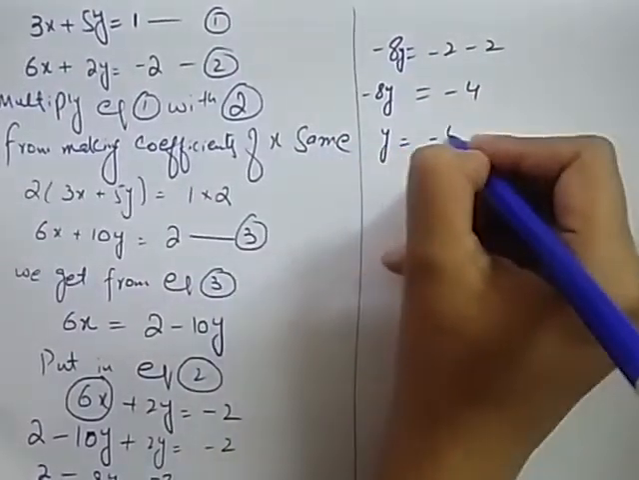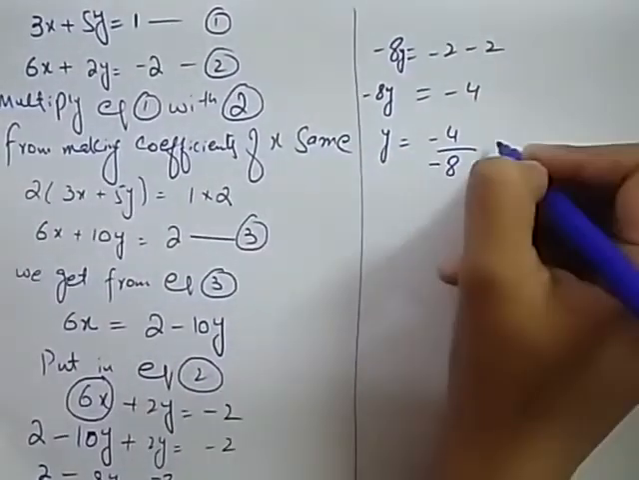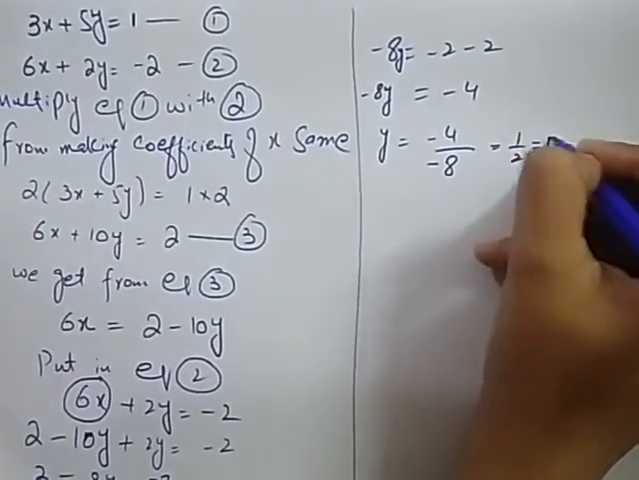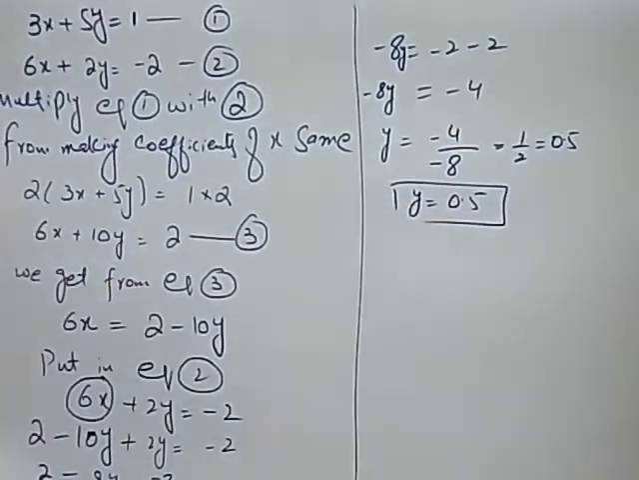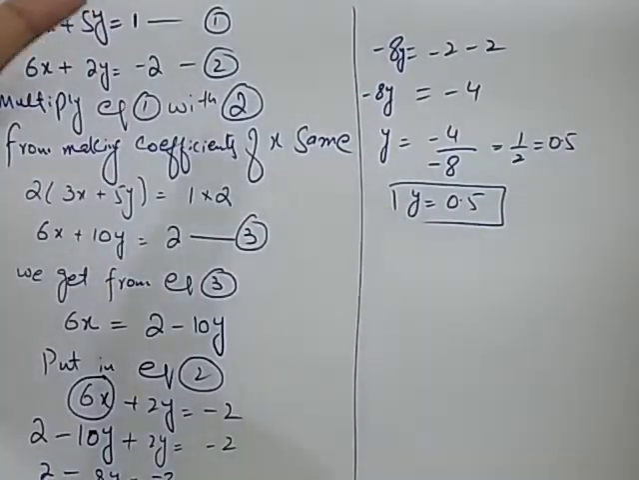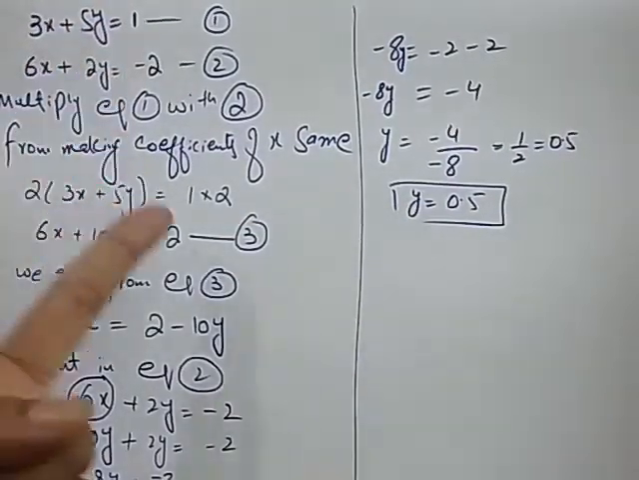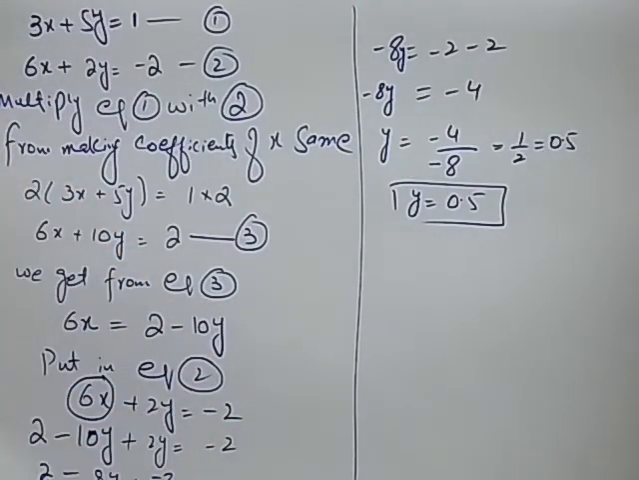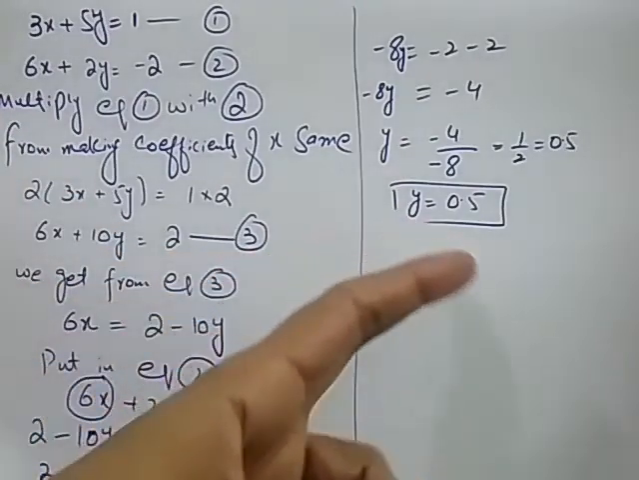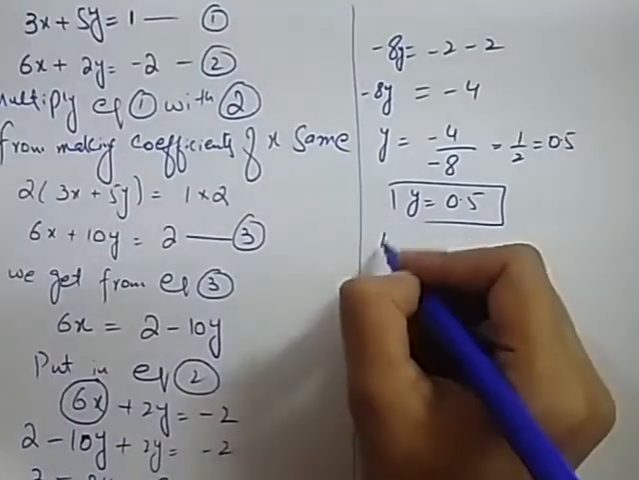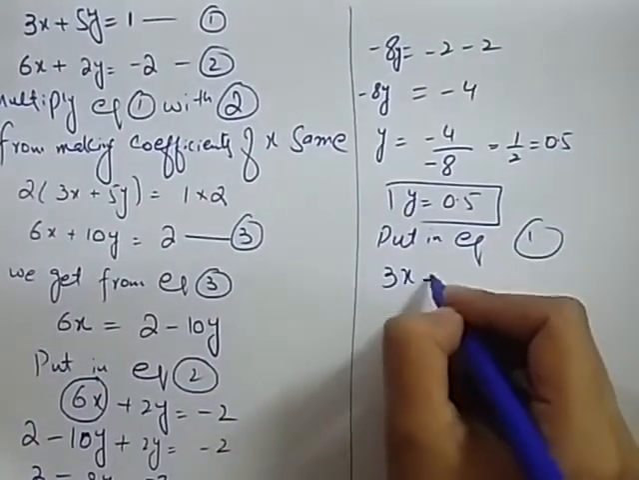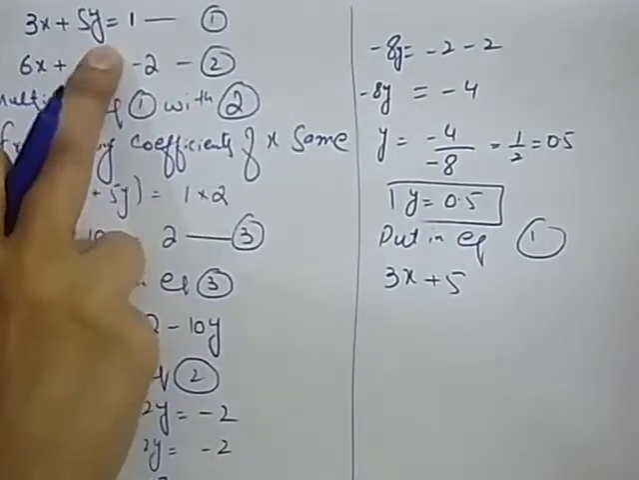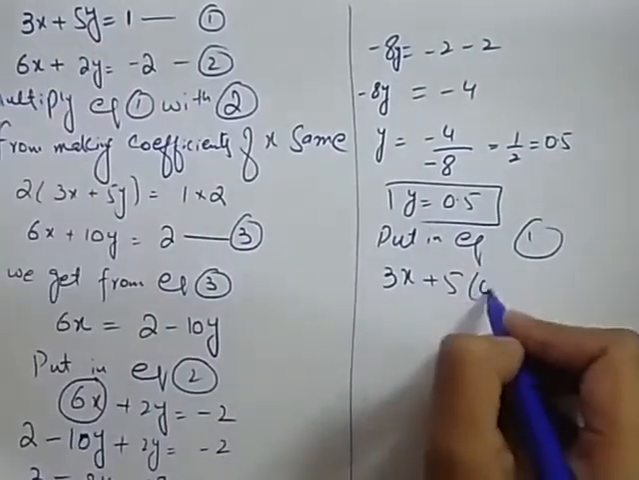So y is equal to minus 4 over minus 8. So the answer is 1 over 2, that is 0.5. So y is equal to 0.5 is the answer. Now it's up to you if you want to put it in equation number 1, equation number 2, or equation number 3. Now it is very clear to you how to put in the value. So put in equation 1, 3x plus 5y. This is equation number 1. At the place of y I have to put 0.5.